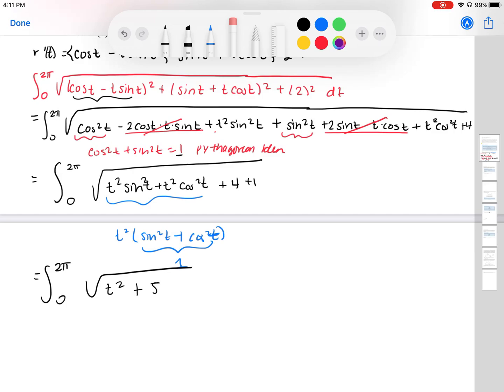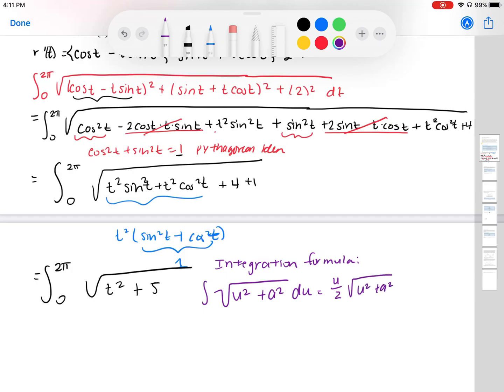All right, so our integral rule for this one, our integration formula, is the integral of the square root of u squared plus a squared du is u over 2 times the square root of u squared plus a squared plus a squared over 2 ln of the absolute value of u plus the square root of u squared plus a squared plus c. Okay, so let's apply this to our formula.